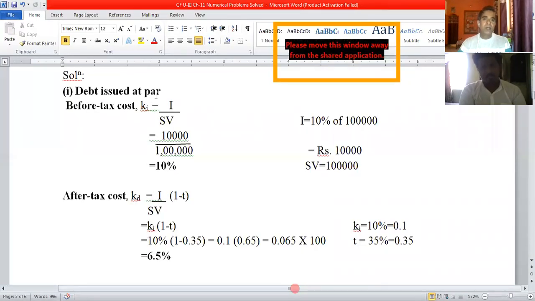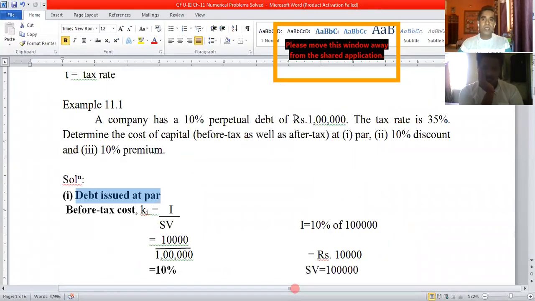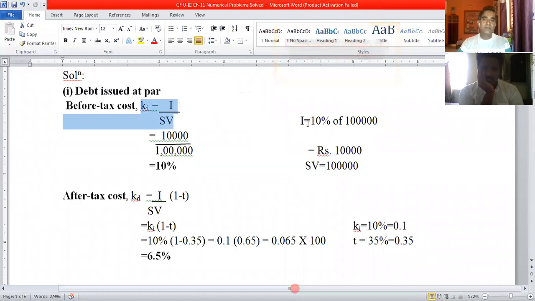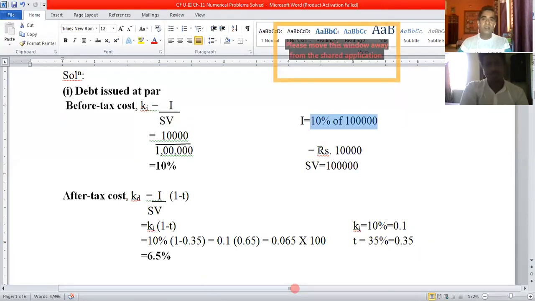See, debt issued at par means the debt is issued at face value. So the face value of the debt is 1 lakh rupees. For the before tax cost, we have already learned the equation in the previous class. Ki is equal to I divided by SV. I means the amount of interest. 10% is the rate of interest, and 10% of 1 lakh is 10,000 rupees. And SV, the net sale proceeds of the issue of debt, is 1 lakh rupees.